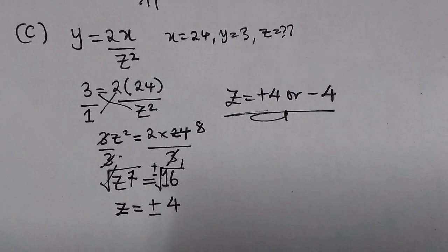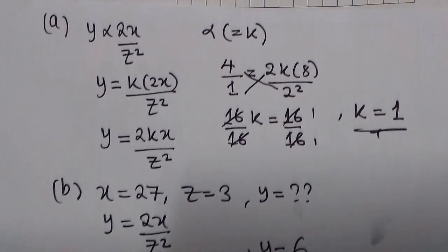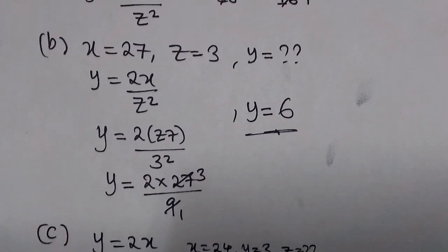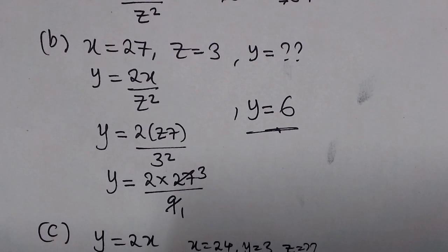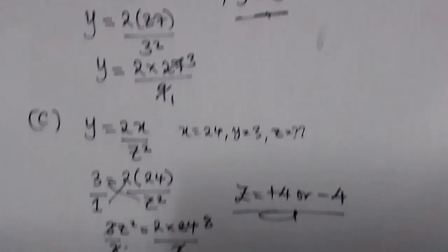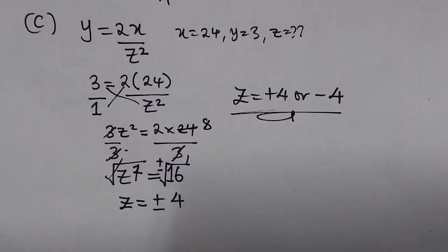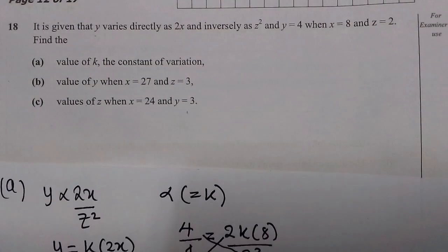So just to go through, for part A, we found k as 1. For part B, we found y as 6. And for C, we found the values of z as positive 4 or negative 4. And that is the solution to the question on variation.